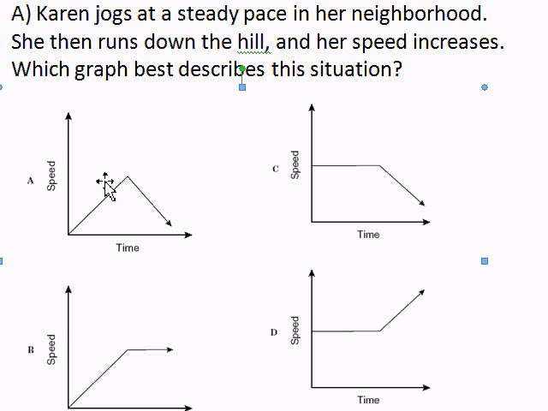Well, the first graph, A, doesn't fit the situation because the speed doesn't start off steady. So A is not an answer choice. If we go to B, again, speed isn't steady, so it's not an answer choice. C, you'll notice the speed is steady, and then the speed decreases. Well, that doesn't match because our speed should increase, which leaves us with D, steady speed, and then an increase in speed.